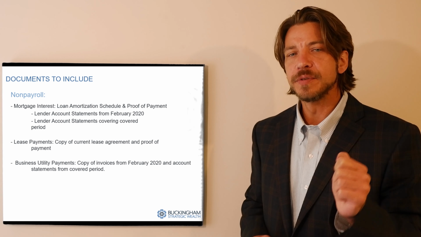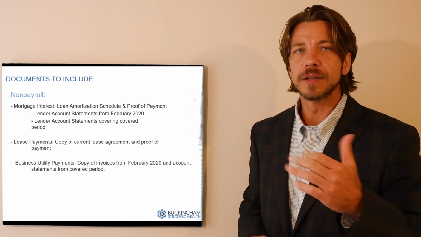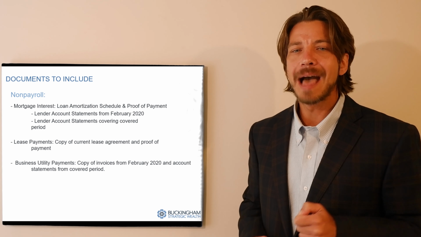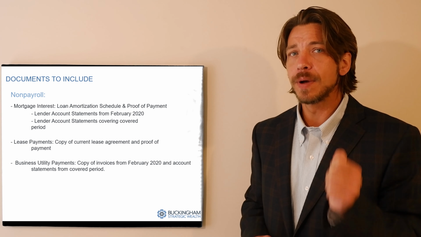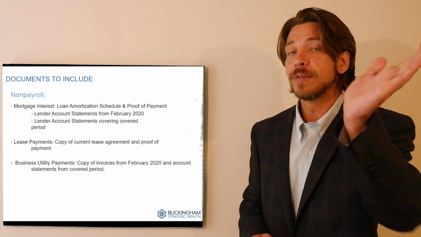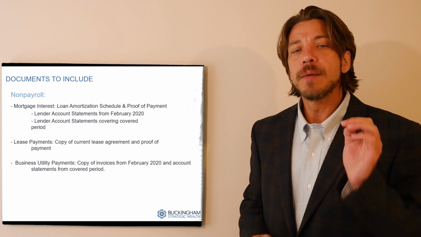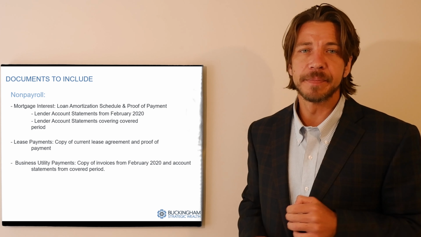Also, on the business utility payment, so if you're including some business utility expenses in your forgiveness, you want copies of the invoices from February 2020. We can't seek forgiveness for more than what we were paying in February of 2020. And we'll want our account statements for the covered period as well.